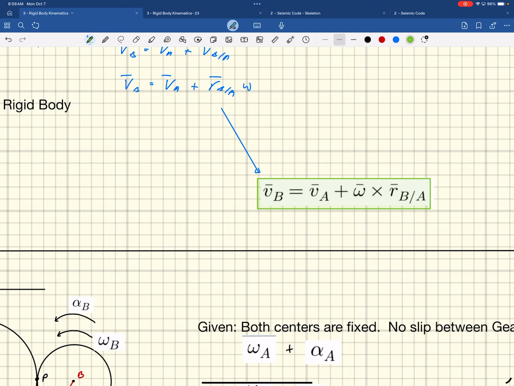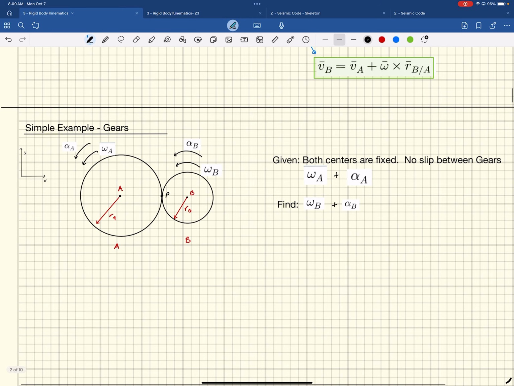So let's do an example to show you where we're headed here, or what we're talking about, okay? A simple example would be gears. This would be one of those ones, again, got out of a book, has a nice picture of gears, but instead I just drew two circles myself. I don't know why. All right, and so these are fixed axis of rotation. So both centers are fixed, so it's telling us that this point A here is fixed and point B over here is fixed. And so both of these are rotating. We're going to be given omega A and alpha A, and we're asked to find what alpha B and omega B are.